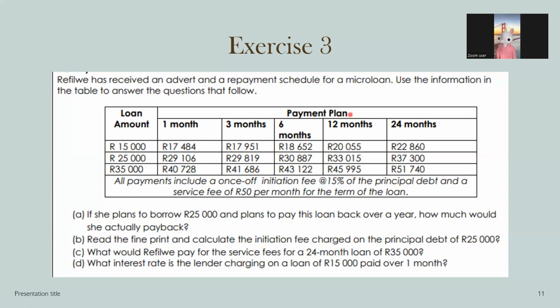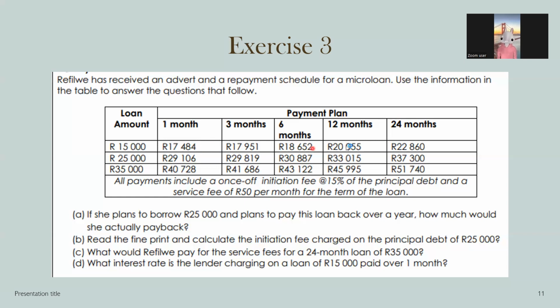So now we're on the payment plan and we can see that there's different types of payment plans. We have 1 month, 3 months, 6 months, 12 months, and 24 months. Let's take an example. If a payment plan is 1 month, meaning I take out the loan and pay it back over 1 month, I'm going to pay back 17,484 rand. But if I take it over 24 months, I'm going to pay back 22,860.